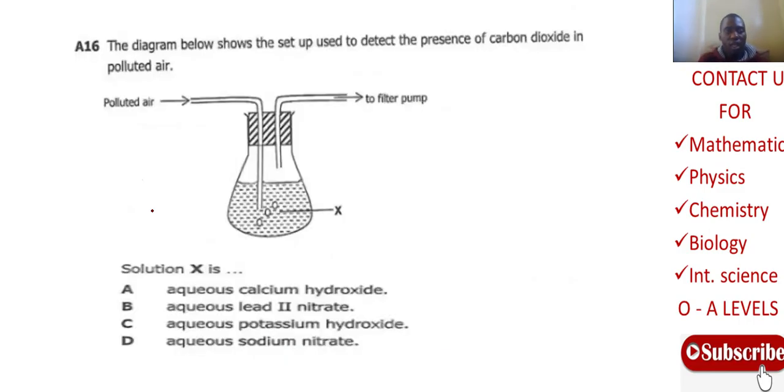Okay, let's go to question 16. The diagram below shows the setup used to detect the presence of carbon dioxide in polluted air. So polluted air goes in, then substance X here. The only thing that we use is lime water, and lime water is actually calcium hydroxide. So this X here is automatically calcium what? Hydroxide. This is what we use when testing for the presence of carbon dioxide, because it turns milky. So calcium hydroxide is known as lime water. So the lime water turns milky.